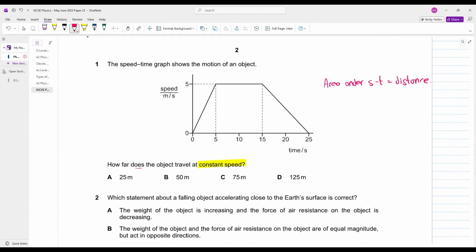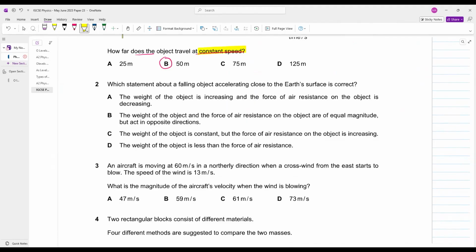You have to calculate how far does the object travel at constant speed. Which region is the constant speed region? This region. How far is the object traveling when it is at the constant speed? You have to find the area under the graph when you are traveling at constant speed. How will you calculate this area under the graph? The length is 10, height is 5. Multiply, 10 into 5, this is a rectangle. The area comes out to be 50 meters. B is your answer.